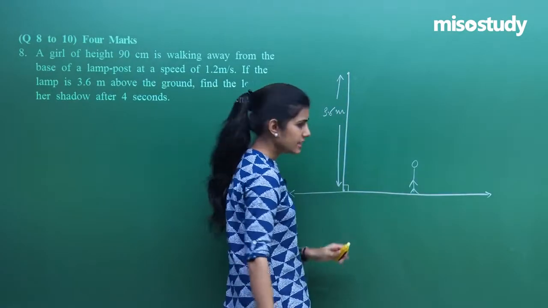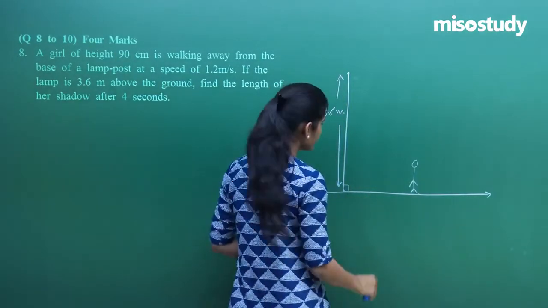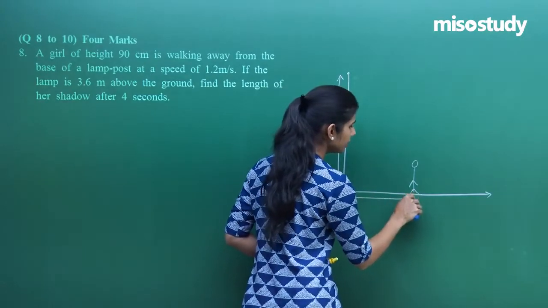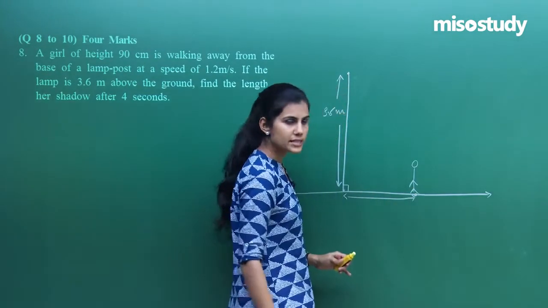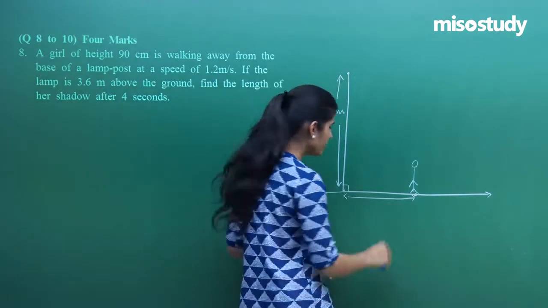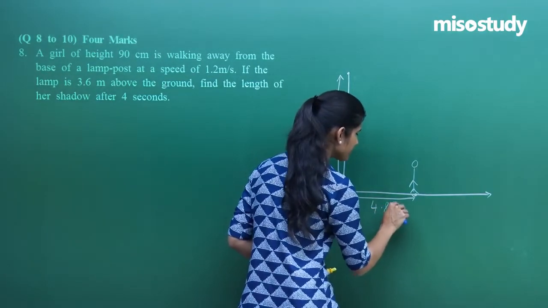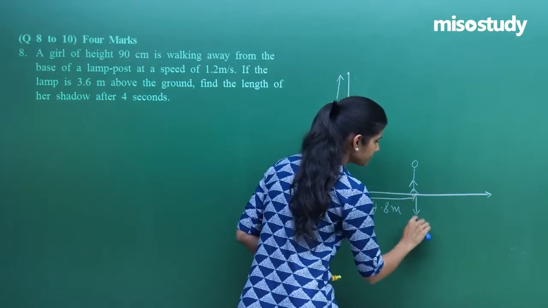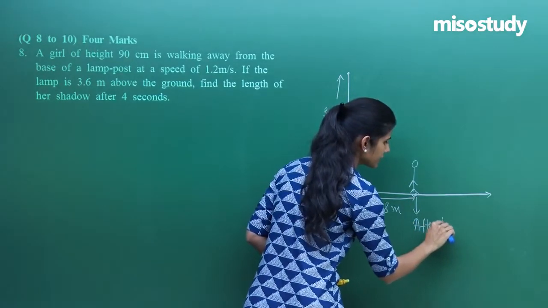After 4 seconds, if per second it is moving 1.2 meters, so from here to here, it has moved in 4 seconds. That means how much distance has it covered? 1.2 into 4, which is 4.8 meters. This point is after 4 seconds.